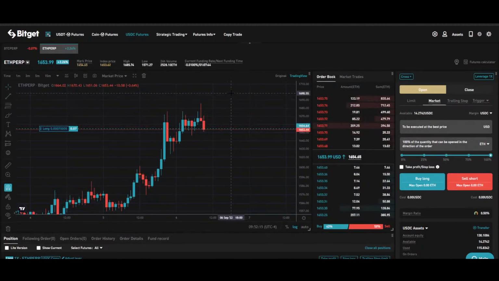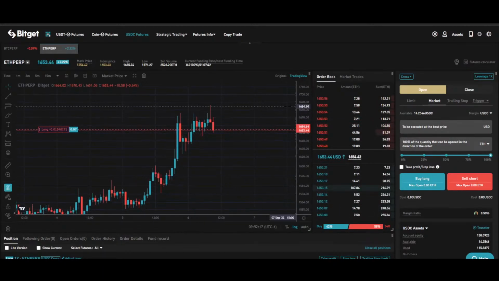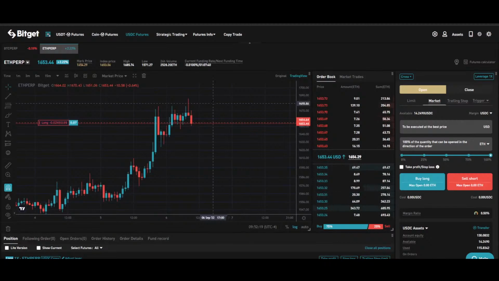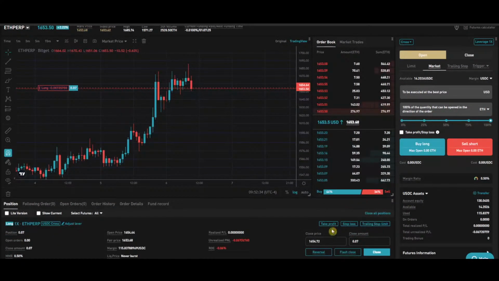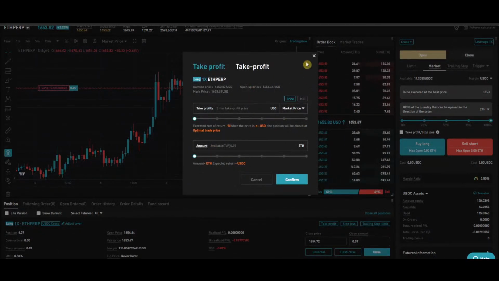So you can take profits by setting a take profit level. All right. So you can see I don't have a stop or a take profit in the market. You would simply hit this down here. Let me make sure you can see that. You cannot. There we go. Right there. See this? Take profit. You click that. It brings up this prompt.